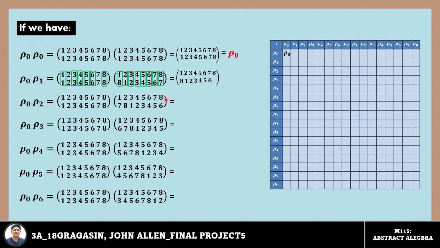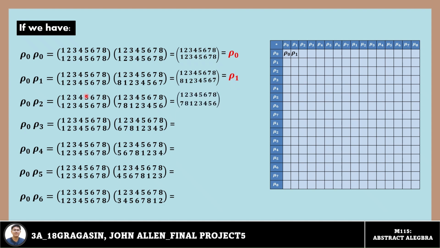And then 8 is to 7. And then 7 is to 7. Therefore, our answer here is 7. As you can see here, the resulting elements are just the same as the elements in row sub 1. Therefore, our answer here is row sub 1.